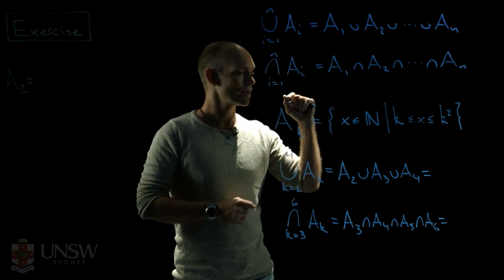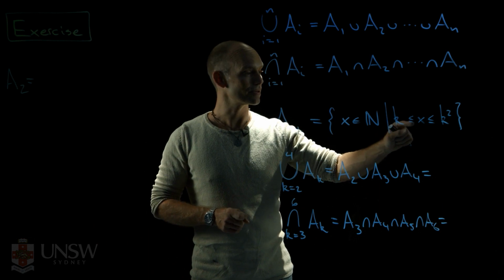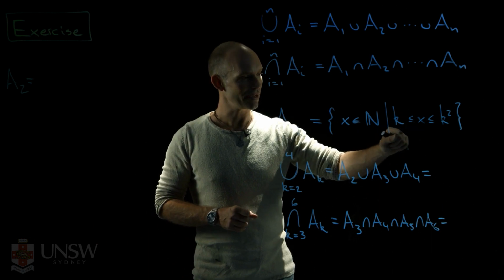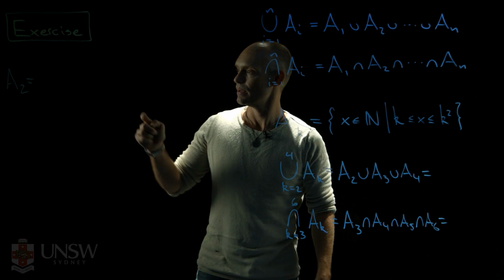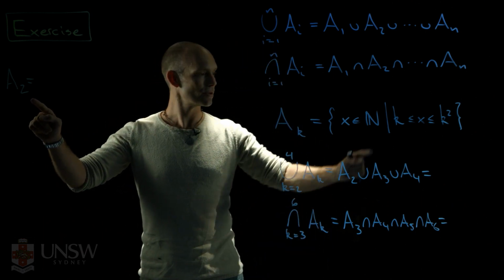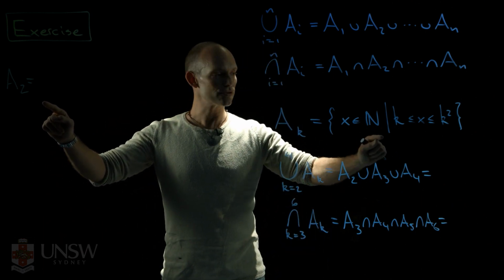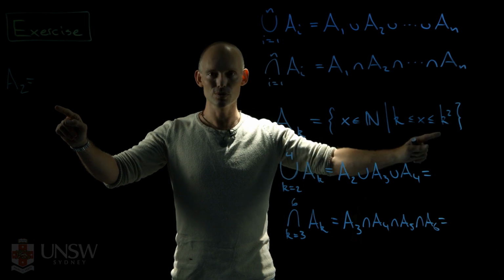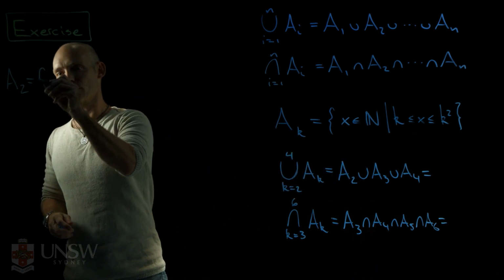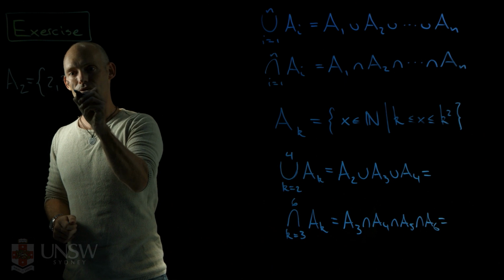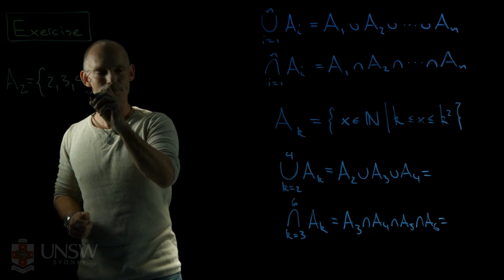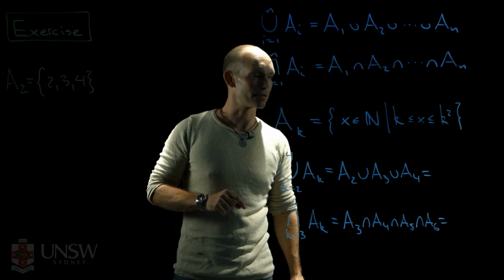and so forth, that satisfy this condition here, that lie between k and k squared. Here k is equal to 2, so here we're saying these are all the natural numbers that lie from 2 up to 2 squared. So we're talking about 2, 3 and 2 squared, which is 4. So that's the first set there.